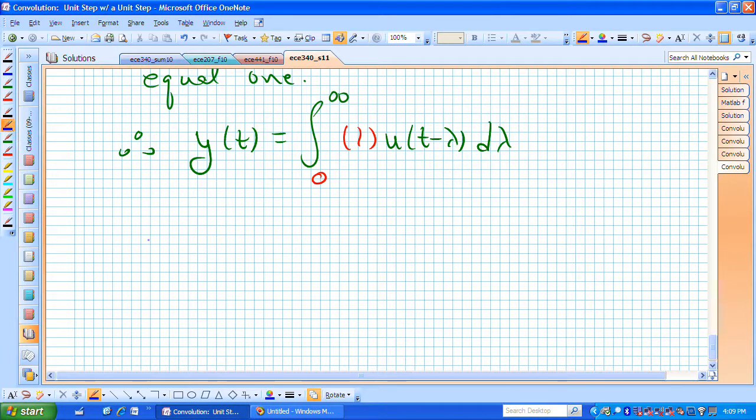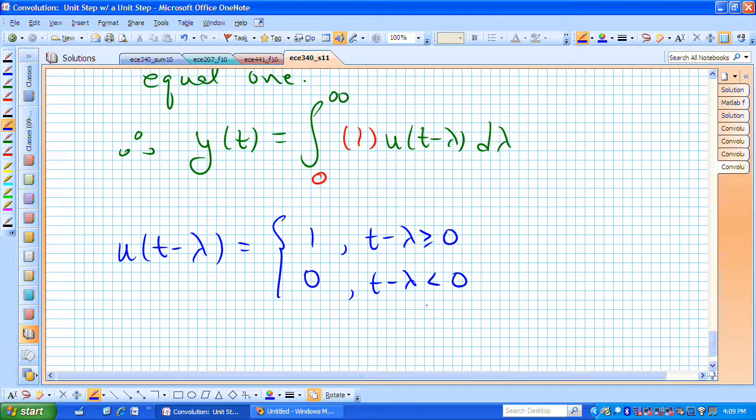If we now look at the remaining argument in our integrand, u of t minus lambda, that's a unit step which has an argument of t minus lambda. By definition then, that's going to be 1 as long as its argument is non-negative, and it's going to be 0 as long as its argument is negative. Well, we can rewrite that by simply saying that's 1 as long as lambda is less than t, simply by adding lambda to both sides.